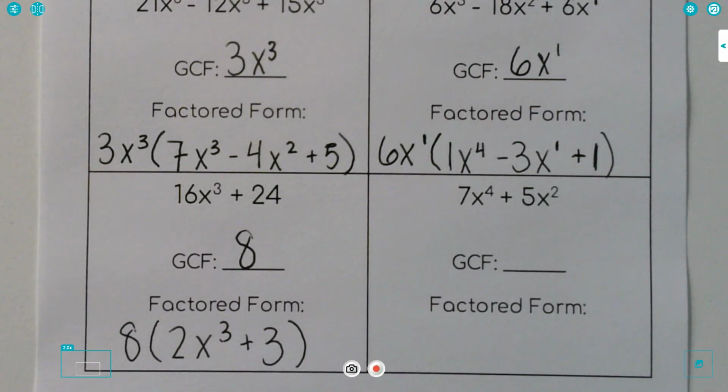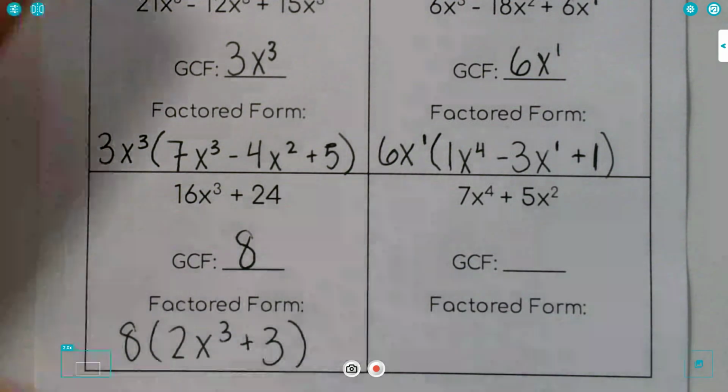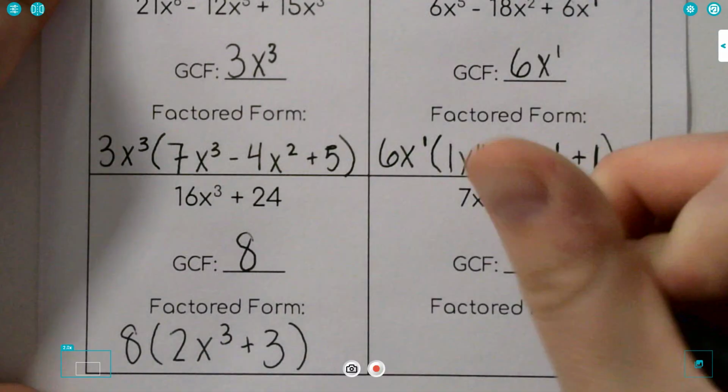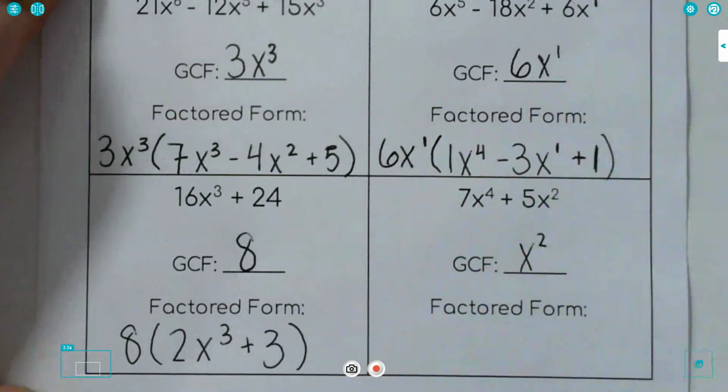Hey, last one. What can we divide 7 and 5 both by? What can we divide 7 by? 1 and 7. What can we divide 5 by? 1 and 5. So what can we divide both 7 and 5 by? Just 1. Does dividing out a 1 do us any good? No. So we're not even going to divide out a coefficient there. This one is just going to have a variable and exponent part. How many x's can I take out? 2. I can take out x squared because that's what this one has. So on this one, my GCF is just x squared.